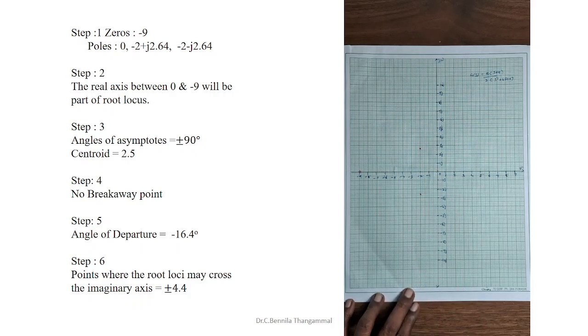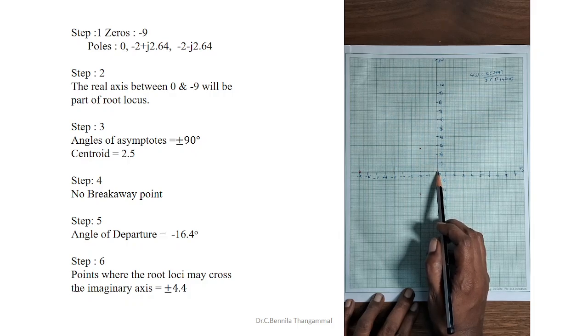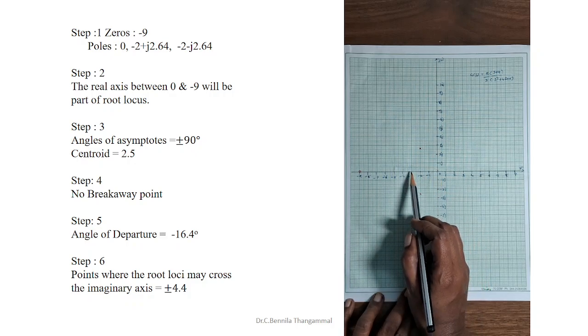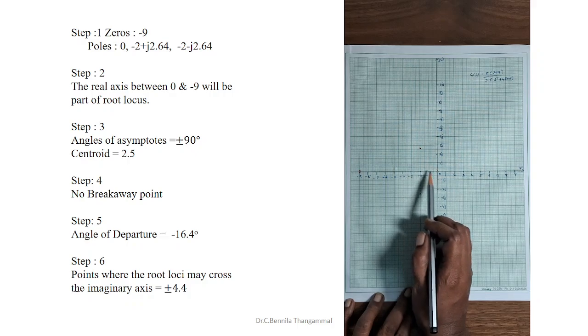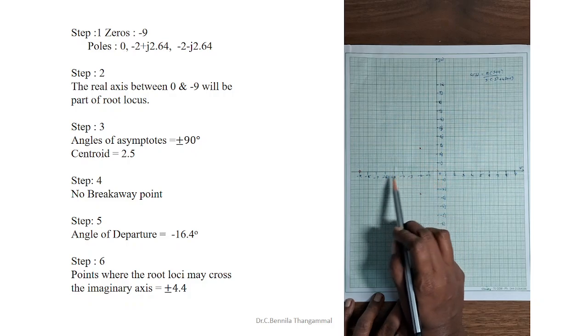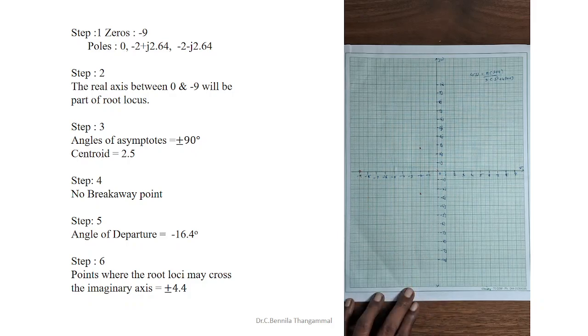After marking the poles and zeros, the second step is to find the root locus on the real axis. We take a test point and check how many poles and zeros are available to the right of it. Between 0 and minus 9 I can take a test point and check. After this there is only one zero, and we consider only the real axis, so the root locus exists from 0 to minus 9.